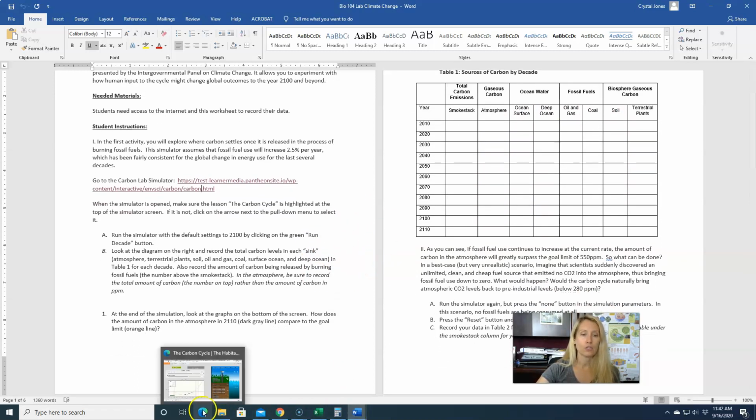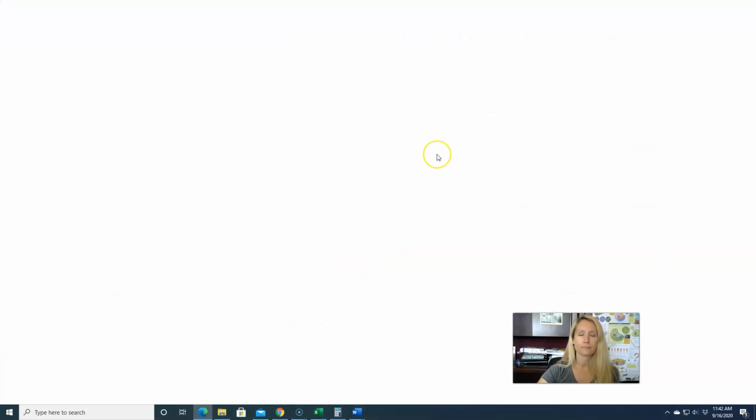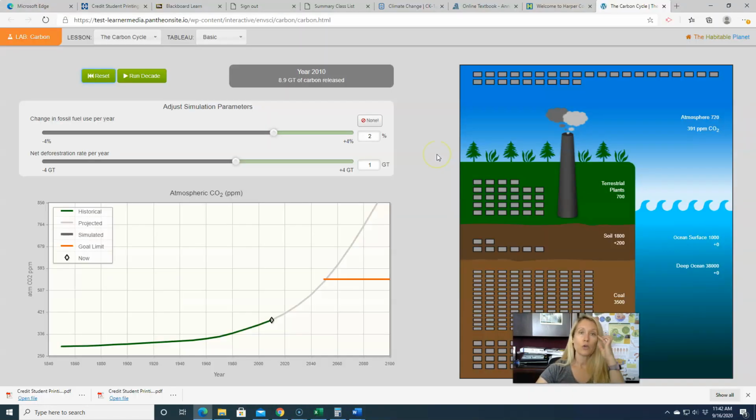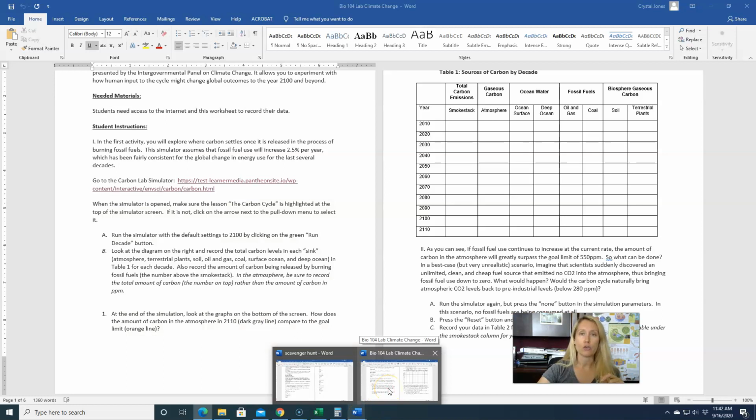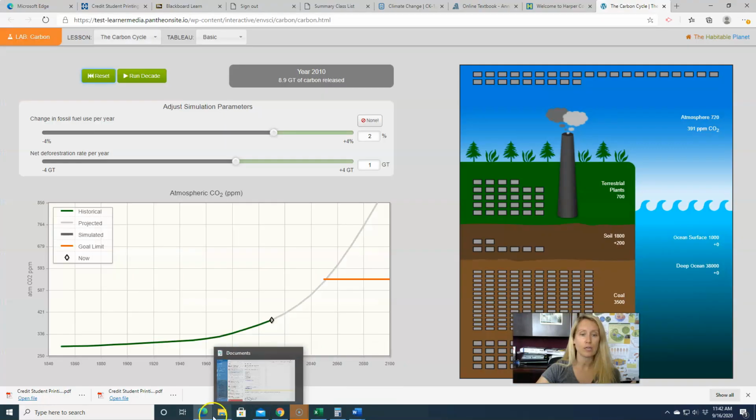So I'm going to show you the carbon simulator right here. When you open the carbon simulator, this is what it looks like. Please make sure when you are reading the lab that you've got the settings specifically the way that the lab is asking for them. For example, in the first simulation we're going to run, we want to make sure that the carbon cycle is highlighted at the top of the screen. Coming back to our simulator here, it does say the carbon cycle, so we're good to go.